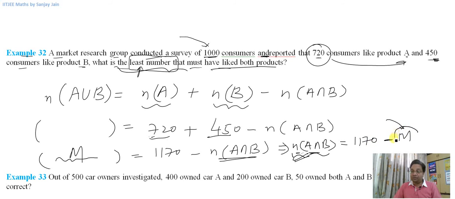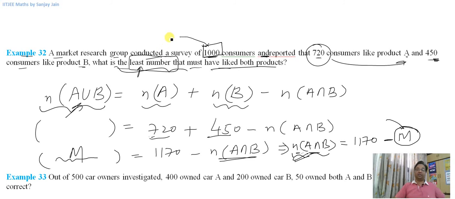And what maximum can this number be? Where will it be maximum, right? What will be the maximum value of this number? It will be maximum if all of these customers are falling under this category, and they will fall under this category if every one of these 1,000 customers likes at least one of these products, right?